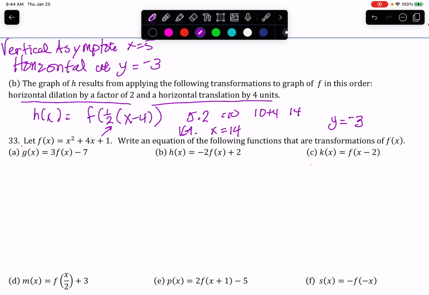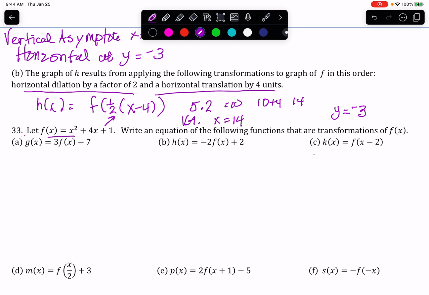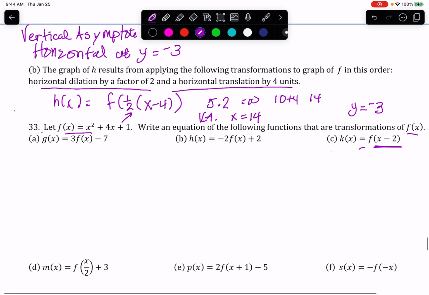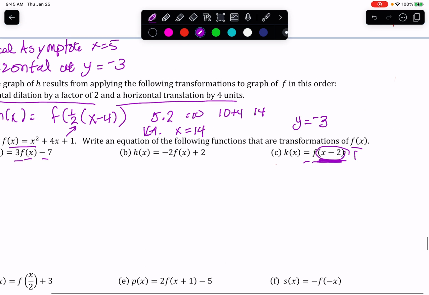Someone asked about 33C. So 33, we had this equation, and we just need to do the transformations inside f of x. So this says k of x is f of x minus 2, and this means everywhere there is an x, you put an x minus 2. Like this would be multiplying the function, this would be subtracting. This means that goes inside for x.